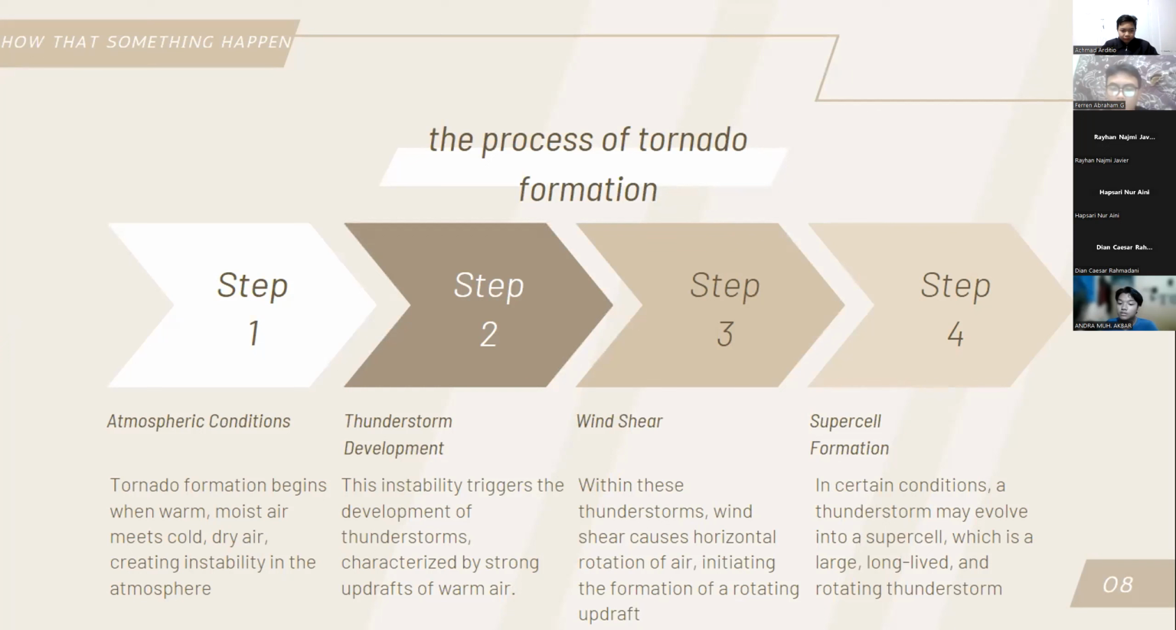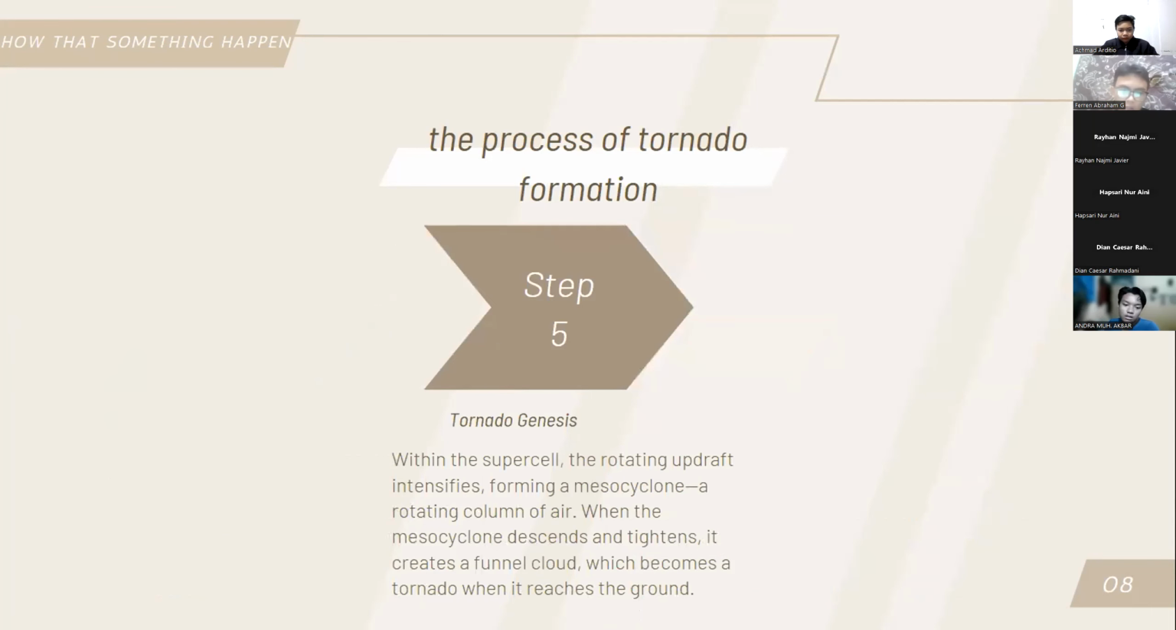In certain conditions, a thunderstorm may evolve into a supercell, which is a large, long-lived, and rotating thunderstorm. And the last step is tornadogenesis. With the supercell, the rotating updraft intensifies, forming a mesocyclone, a rotating column of air. When the mesocyclone descends and tightens, it creates a funnel cloud, which becomes a tornado when it reaches the ground.